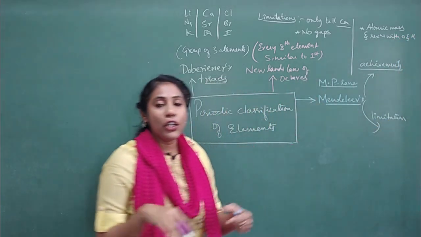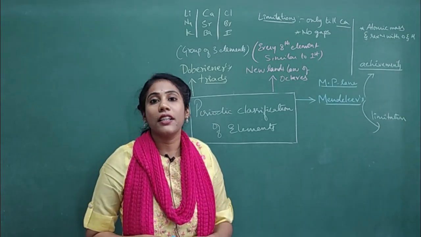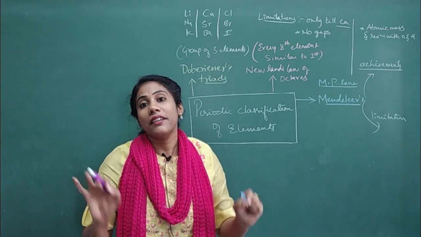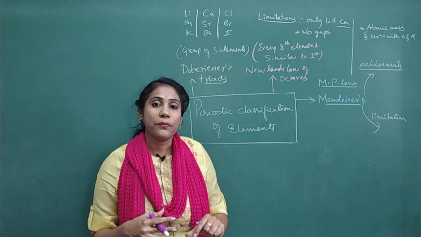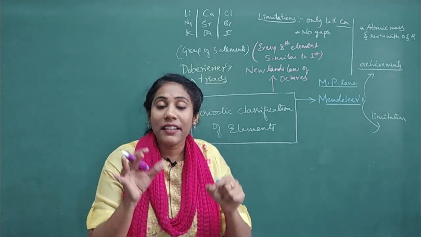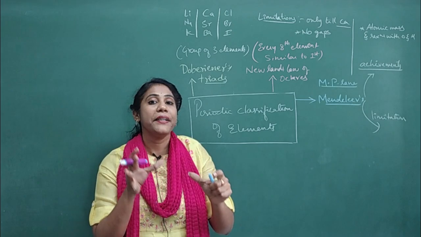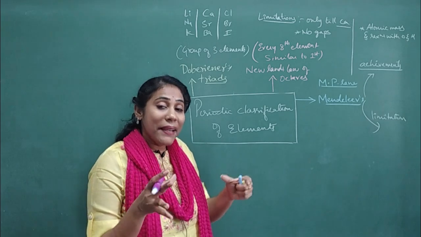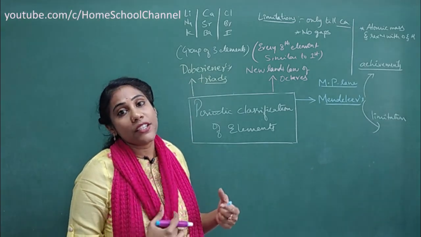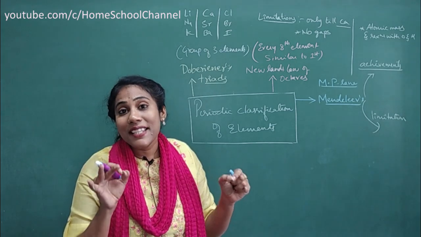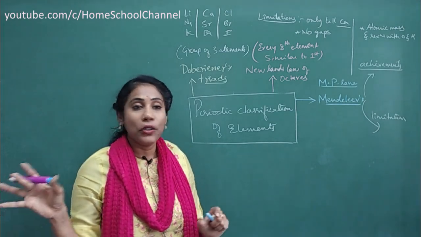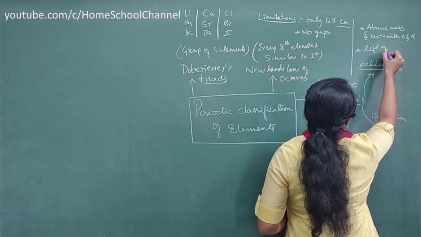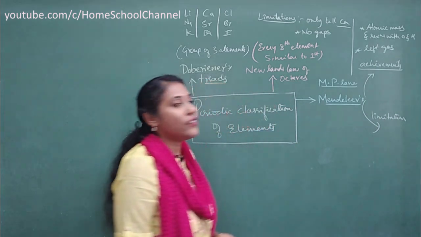He simply did not arrange the elements in the increasing order of atomic masses alone. He also studied every element reacting with oxygen and hydrogen. Whatever elements reacted in a similar way with hydrogen and oxygen were placed in the same groups. Based on the chemical and physical properties of elements, the elements are placed in groups and periods. Fine. And the second one was he left gaps for newly discovered elements.